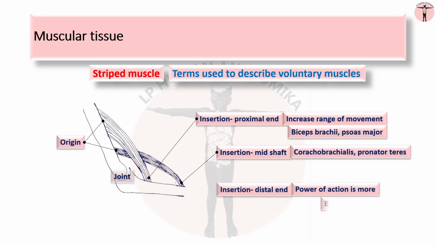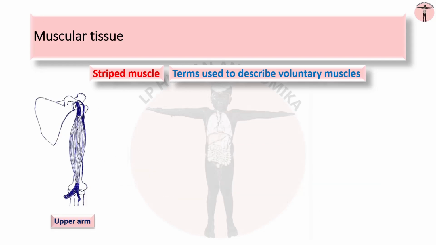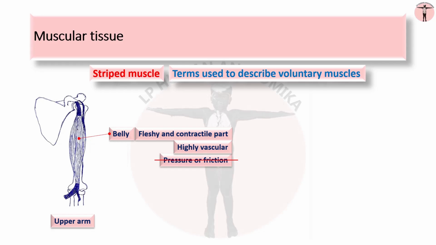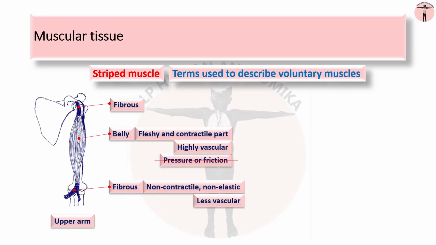Example, brachioradialis. Belly is the fleshy and contractile part of a muscle, highly vascular with higher metabolic rate and cannot withstand pressure or friction. Fibrous part is the non-contractile and non-elastic part of the muscle, less vascular and is resistant to friction. Depending on the shape, it is given different names.